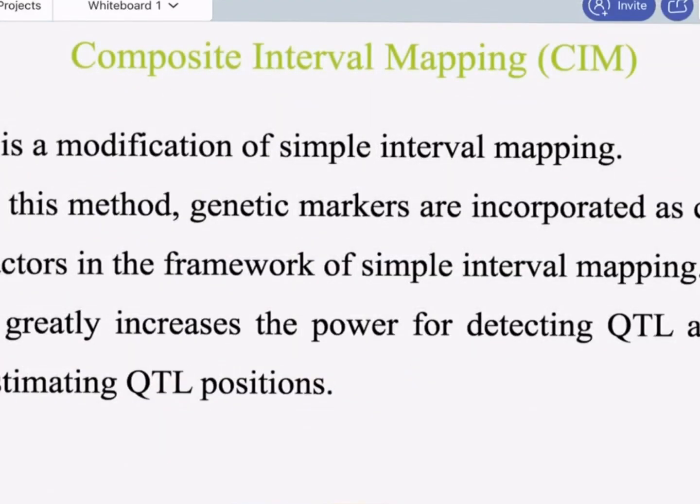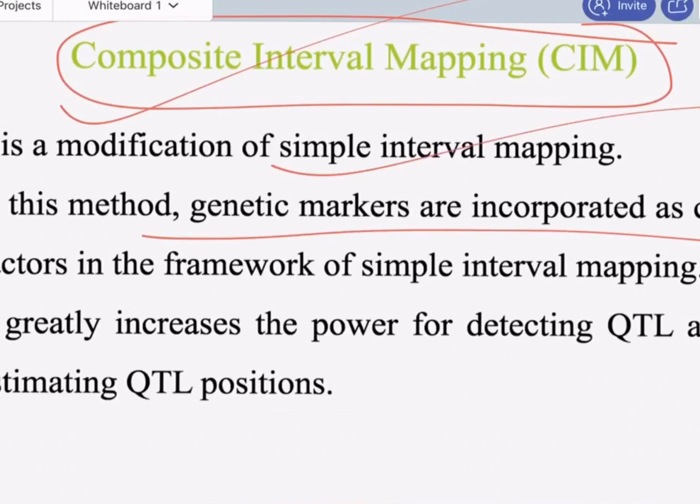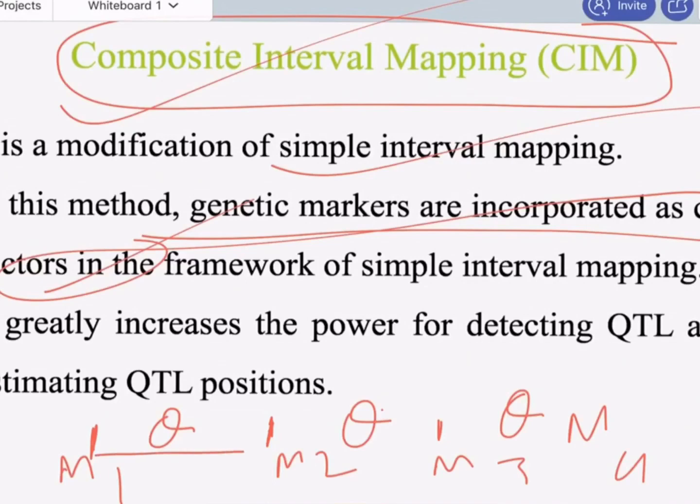Now, to overcome the problems occurring in simple interval mapping, composite interval mapping is used. It is a modification of simple interval mapping, and in this method genetic markers are incorporated as cofactors, and this is the reason why the precision of QTL mapping is increased in composite interval mapping. Suppose there is a chromosome and these are the markers M1, M2, M3, M4. These are the flanking markers and QTLs are present in between these.